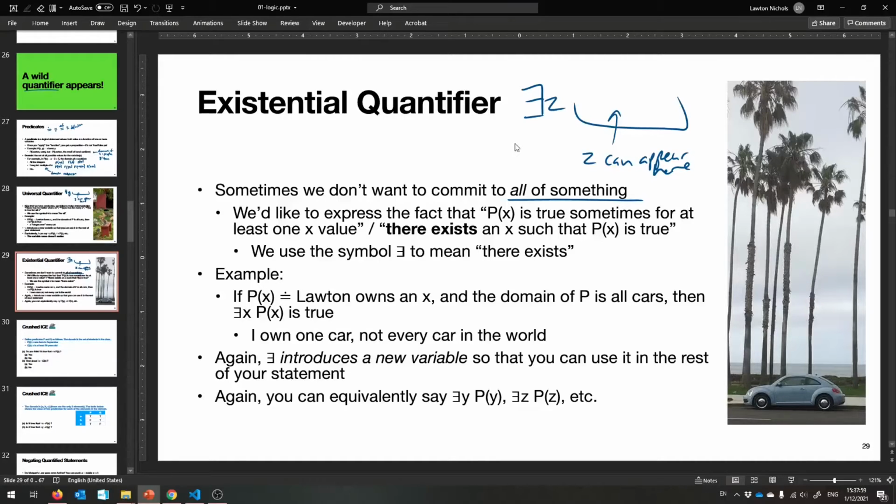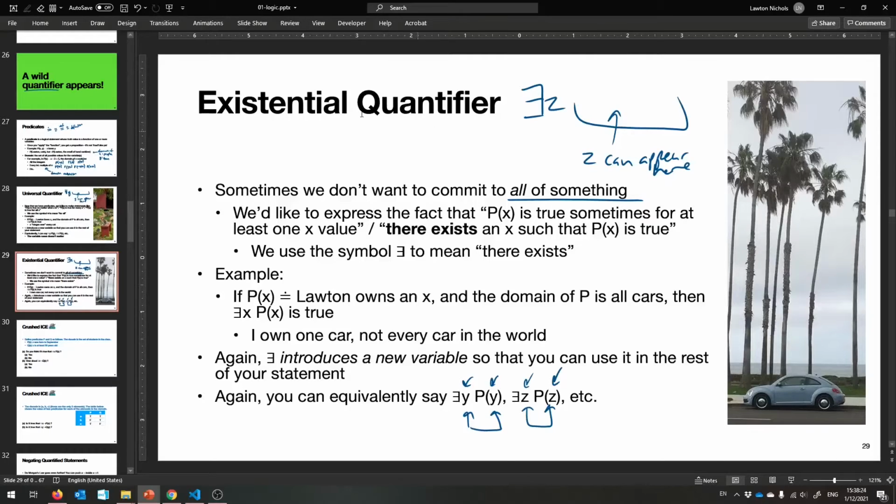Okay, so it just means that for one thing in the domain, whatever is after this quantifier we're claiming is true. Again, you can change the variable as long as you're consistent. There's no difference between saying that there exists a car called Y such that P of Y is true, and there exists a car called Z such that P of Z is true.